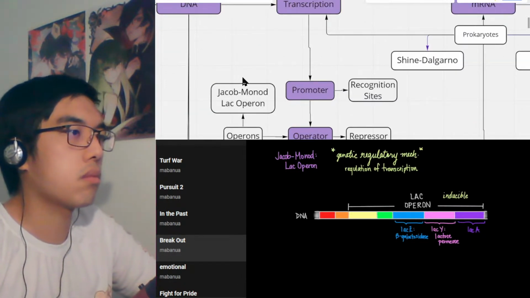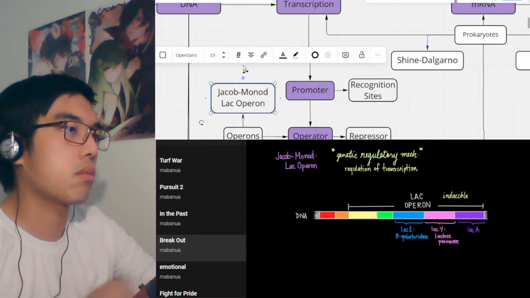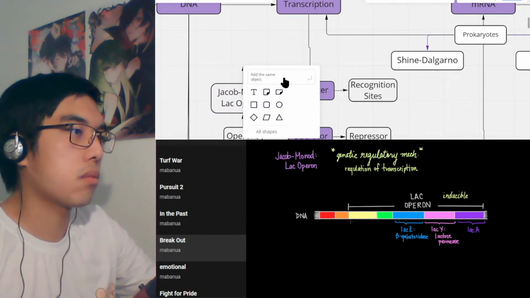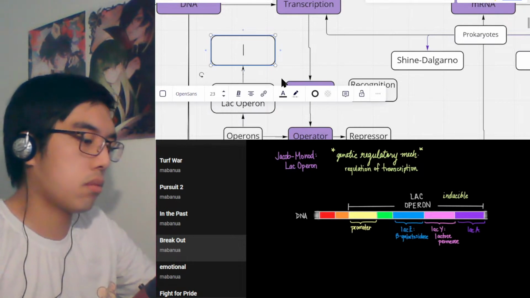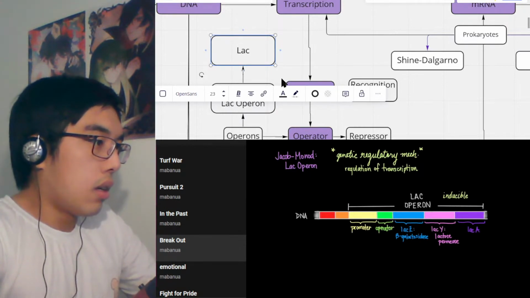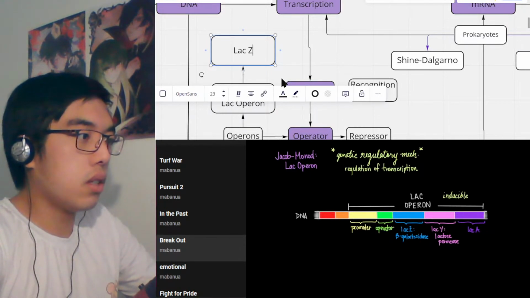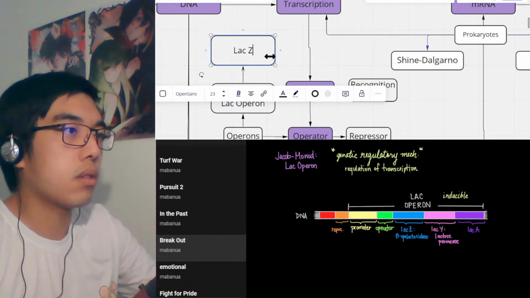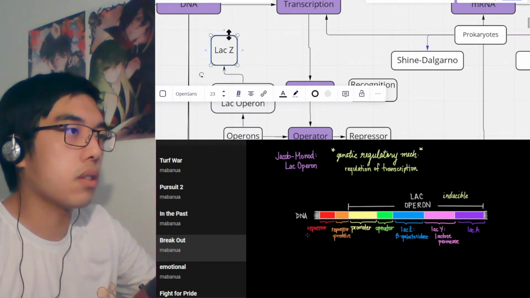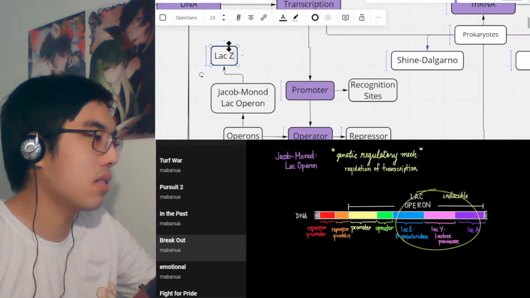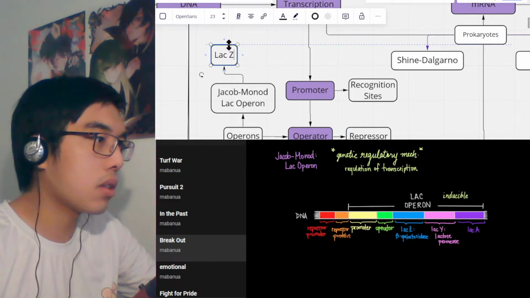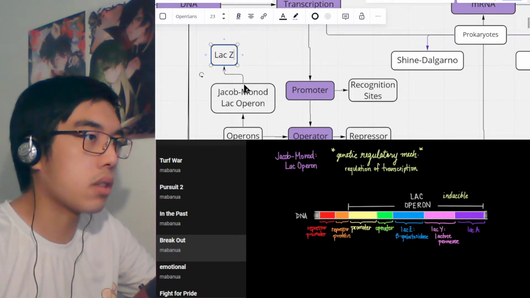Now, besides these three structural genes, lac Z, Y, and A, there are two regulatory sequences contained in the lac operon, and they are called the promoter, which promotes the transcription of structural genes, if you will, and then also the operator. And there are two other regulatory sequences that encode for a repressor protein. So these are the structural genes here, and then here are the regulatory genes. Lac Z, lac Y, lac A. I don't even know what A does.